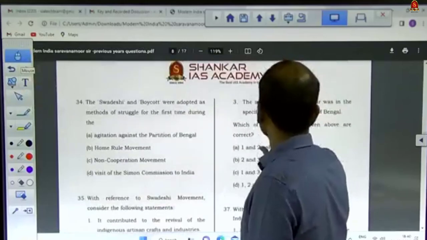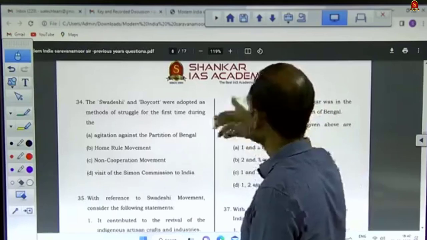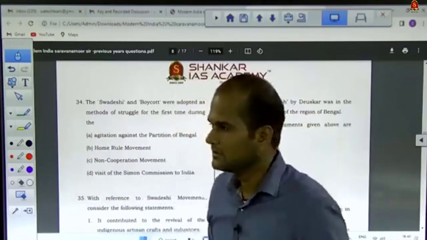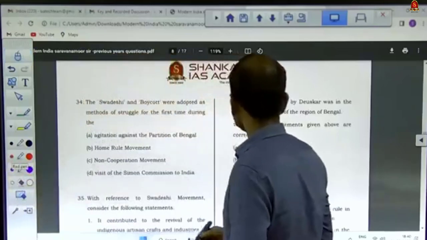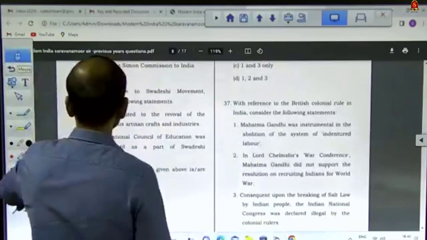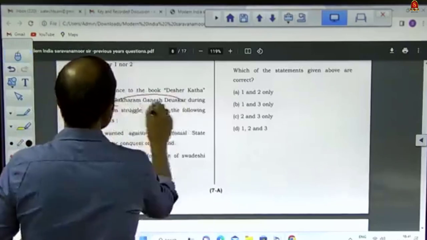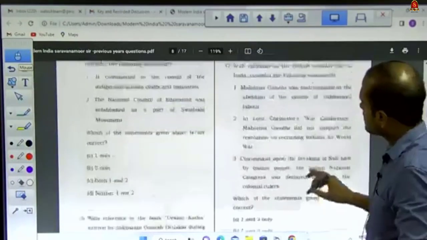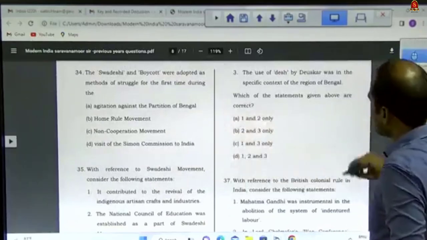Third statement, the use of Desh by Divskar was in the specific context of the regional Desh. No, here he says entire nation, not specific context of Bengal alone. I think hereafter only the word started to be used in that sense. This statement is wrong. Actually, he is a very important person. Ganesh Divskar was a close ally of Aravindo Ghosh. Thus, one is right, two is right, third statement is wrong. Answer is 1 and 2. 36 is right.